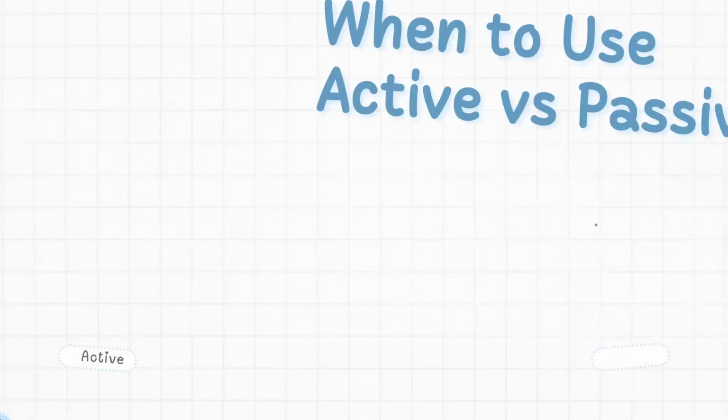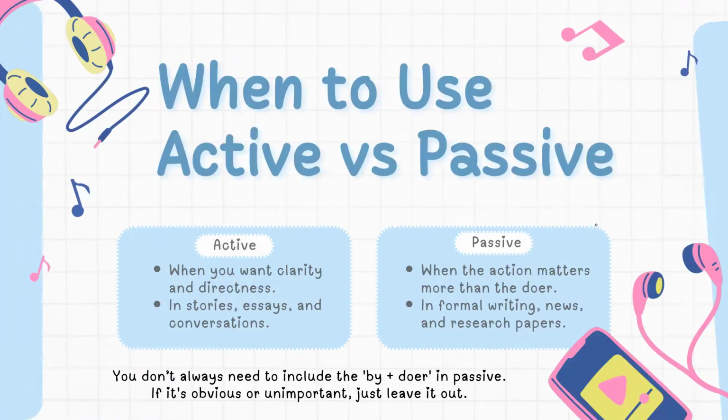Next, when to use active and passive voice. So let's have a clear look towards it. Active voice is used when you want clarity and directness. Why? Because you are mentioning every single detail, right? The active voice is used in stories, essays, and conversation because clarity is very important when you are trying to portray certain things.